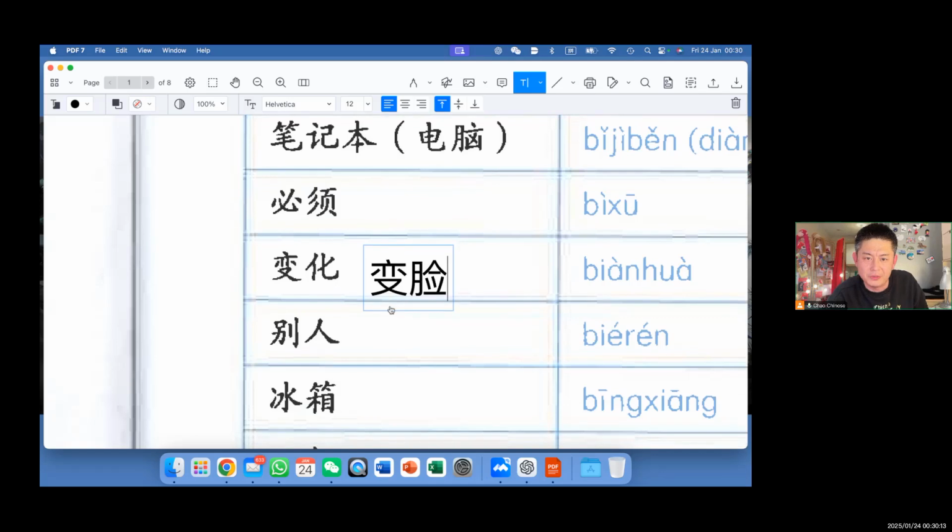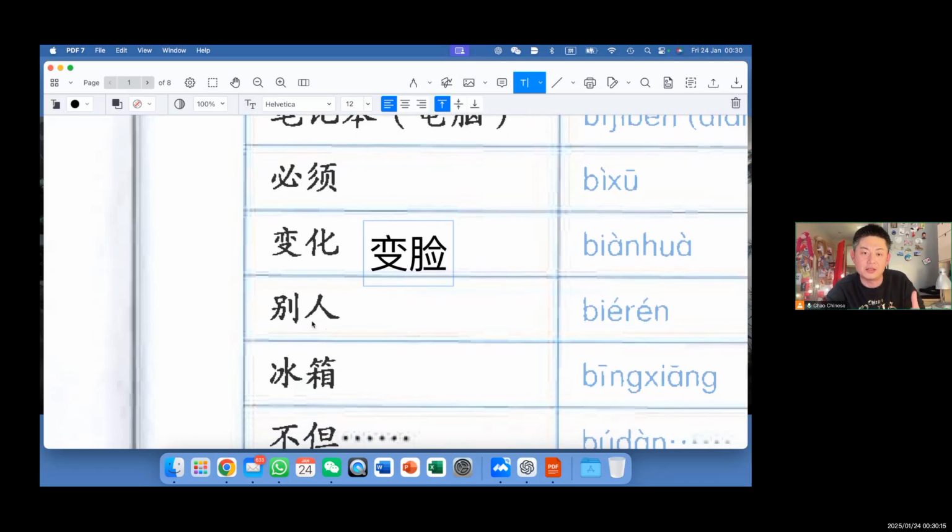So that's 变脸. 别人 别 others, 人 person, so 别人 other people. And also we know 别 means don't. If you put 别 in front of a sentence, like 别说话, 别吃饭, 别看电视, 别打人, 对吧? 别 don't do something. So what is the connection between don't and others? If you don't do this, if this is don't, then others is the right answer, right? Not this, but that. So there's a connection too, I think.